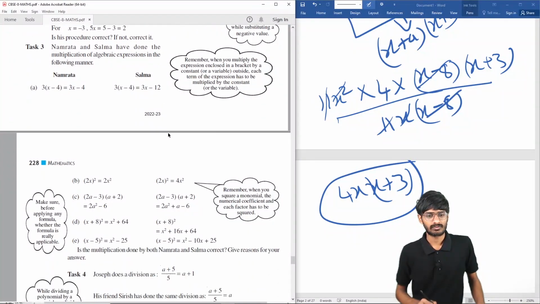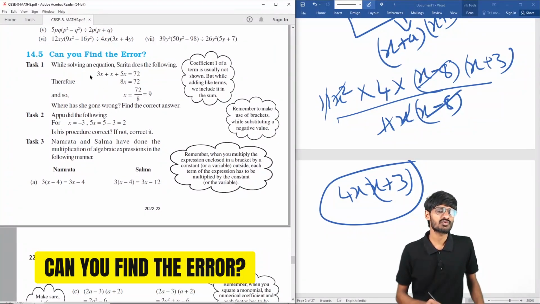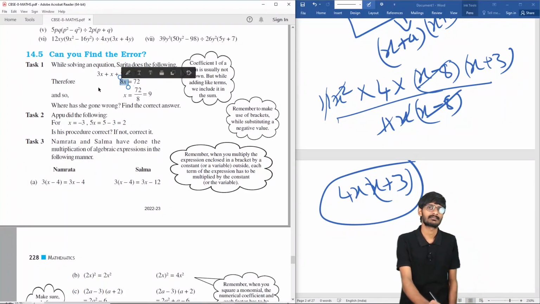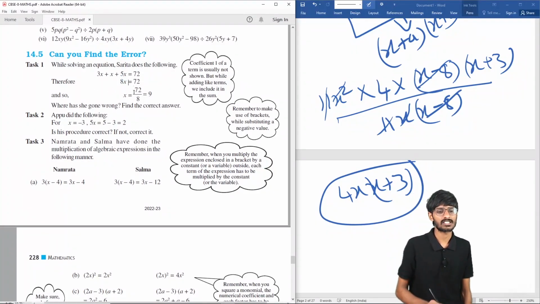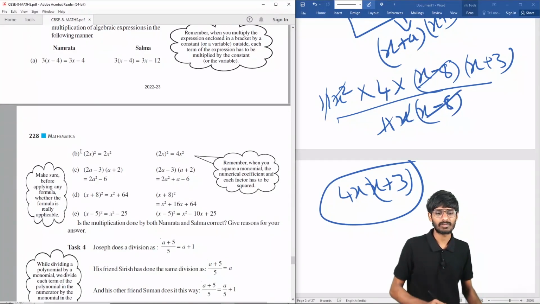Okay, so here is just a thing: can you find the error, students? So while solving an equation, these are the problems, students, you can simply get. So here there is 3x plus x plus 5x is equal to 72. So therefore 8x equal to 72 and x equals 72 by 8, which is 9. But what here the problem is, if you add 3x and 5x and plus x, you will get 9x, not 8x. So that is the problem here, students. So you have to find out the problems in it, simple calculations.